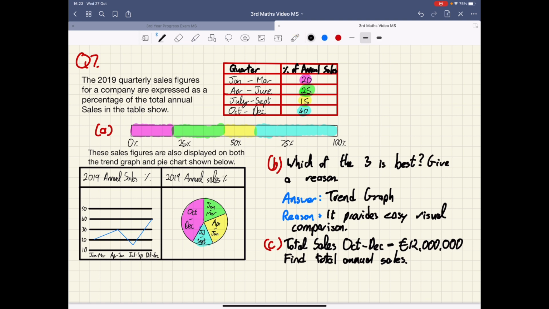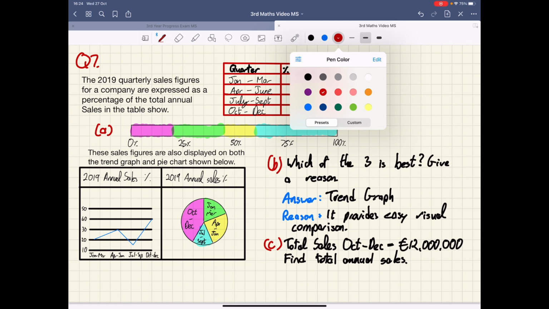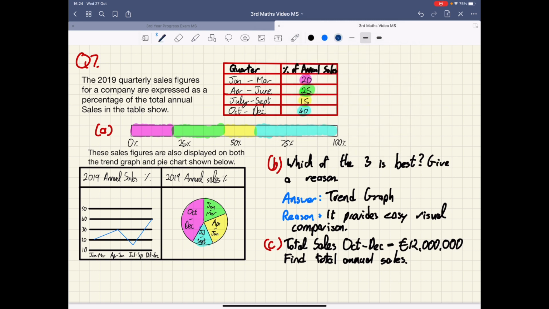Okay, so the last question says total sales for October to December was 12 million euro. Find the total sales. To do this, I'm just going to use a different color pen. I might use navy. I'm also going to use slightly smaller writing because it's a bit squished. So we know that October to December represented 40% of those sales. So 12 million is equal to 40%. We want to find what 1% is. So you take 12 million and divide it by 40.